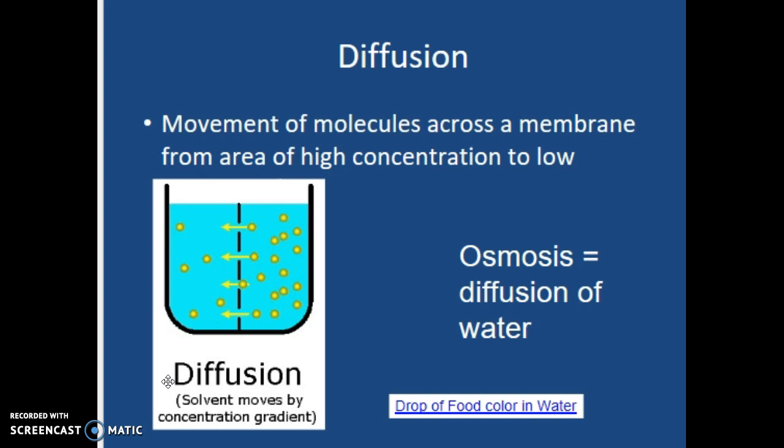Because scientists like to have different words for different things, and this really is a different thing, so it should have its own word. Osmosis is the diffusion of water. So water molecules moving from an area of high concentration to an area of lower concentration of water molecules. And those are two very important words that you should know.